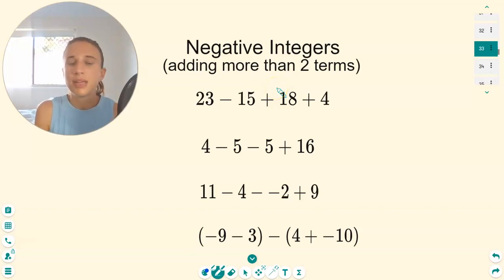So this is meant for students in year 8, but it's covered throughout high school up until grade 12. Now we've got 4 questions today involving negative integers, so adding more than a couple of terms, all right? So let's check out how it's done. I really recommend you pause the video and try and get an answer out for each of these questions and then check whether you got them right.